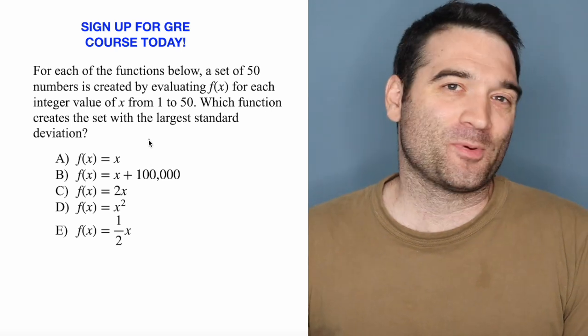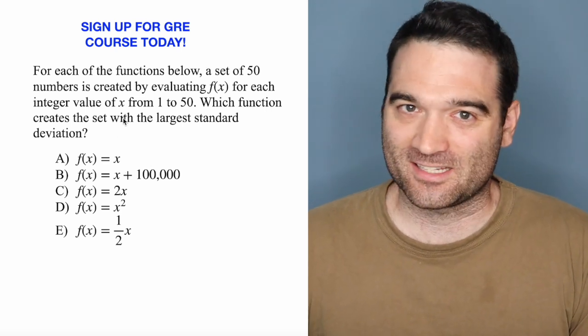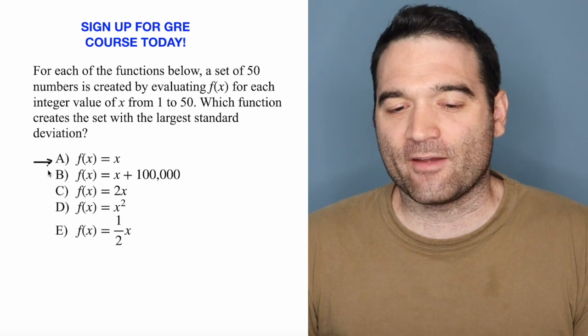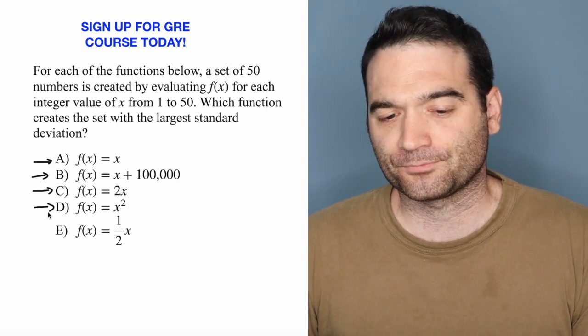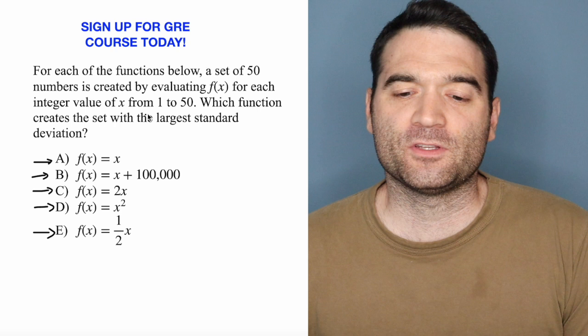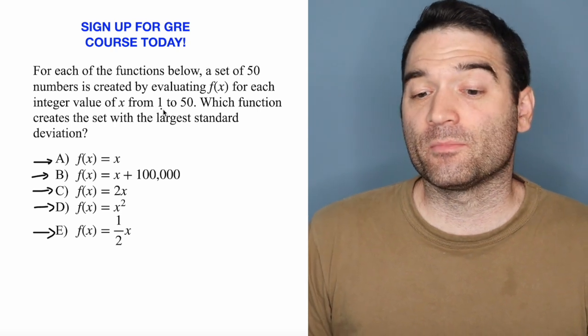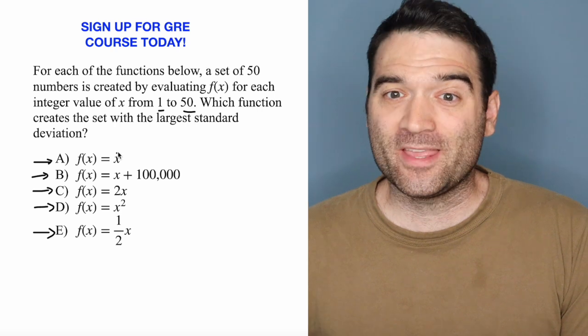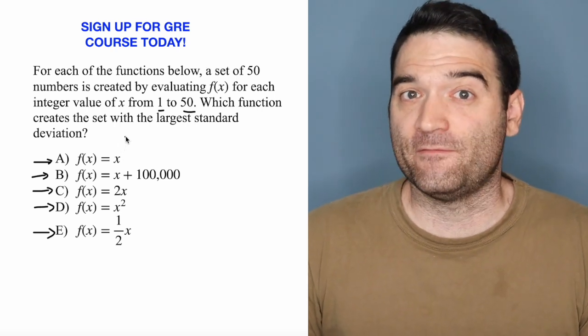Okay, the hardest part of this problem, I think, is understanding what it's asking. But here's basically what it's saying. It's saying, let's take each and every function here. And what we're going to do for each of these functions is plug in the integers from 1 to 50 for x. And by doing that, we're going to get a set of 50 numbers.